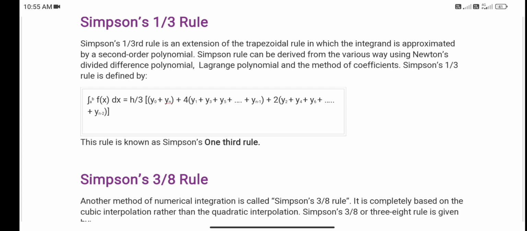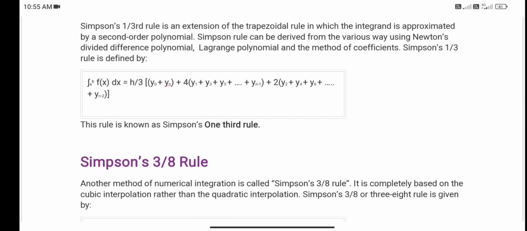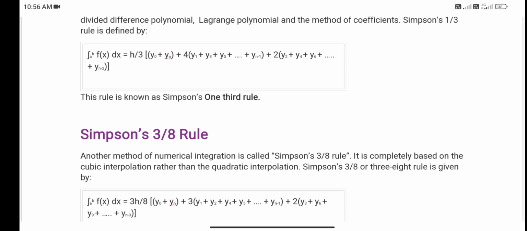Its degree is second order. Integration from a to b of f(x) dx equals h by 3 times [(y0 plus yn), first term plus last term, plus 4 times (y1 plus y3 plus y5 till yn minus 1), plus 2 times the even terms (y2 plus y4 plus y6 till yn minus 2)]. This rule is known as Simpson's 1/3 rule.